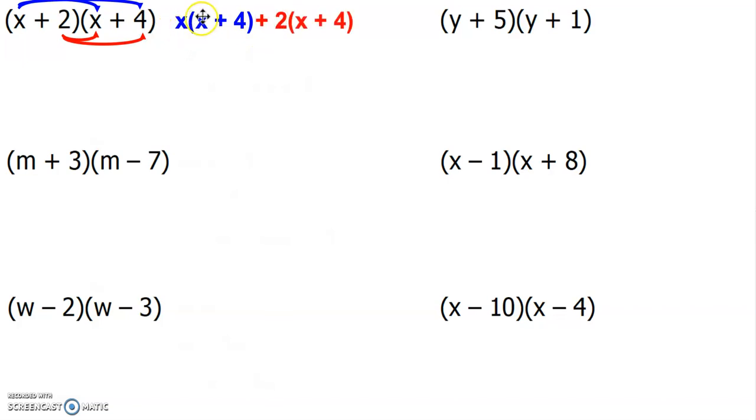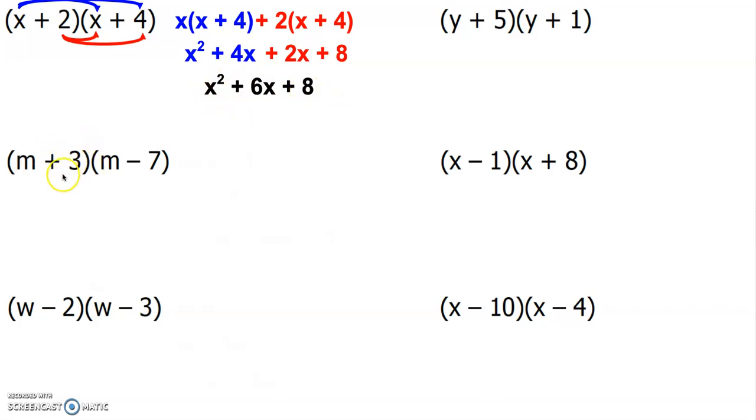So now I can start here and distribute this x. X times x gives me x squared. X times 4 gives me 4x. And then I can also distribute this 2. 2 times x is 2x. 2 times 4 is 8. Then I notice in this expression that I can combine 4x and 2x together and get x squared plus 6x plus 8. I no longer have any more like terms to combine, and so I know I'm finished. This is my final expression. Notice that our answer is a trinomial.